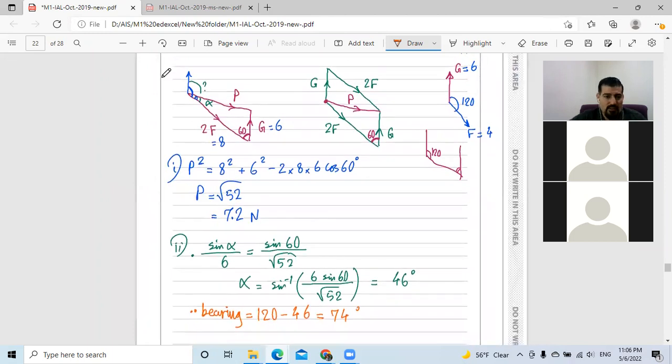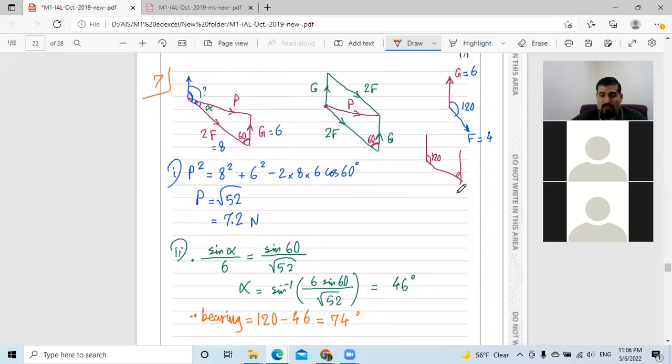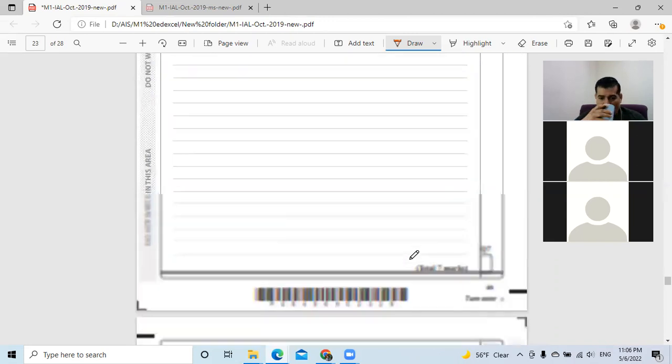This is question number 7. It didn't take that much time. They put 7 marks, which means approximately 10 minutes. It doesn't take that 10 minutes if you draw it correctly. Any questions so far? Okay, let's move on.